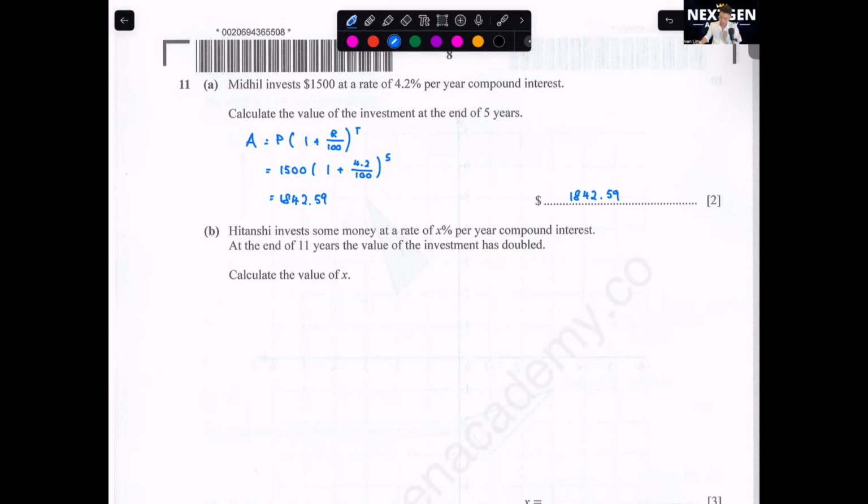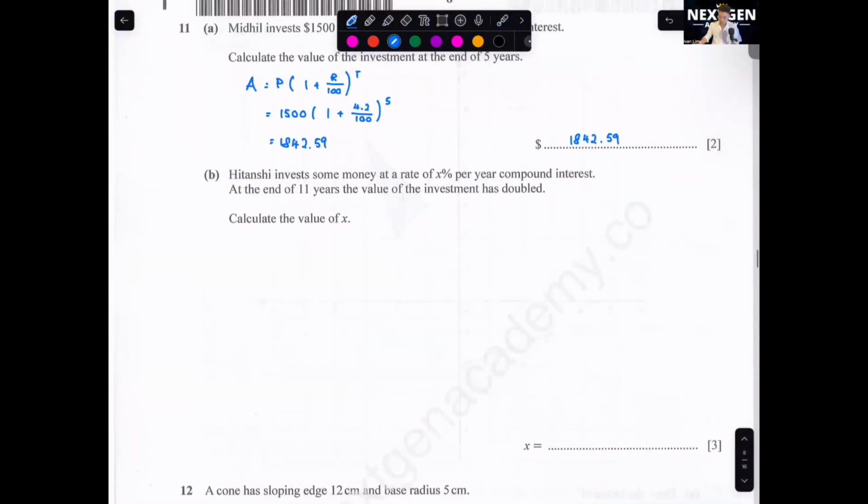Hitachi invests some money at a rate of X% per year compound interest. At the end of 11 years, the value of the investment has doubled. Calculate the value of X. How do we do this? When it's doubled, we can say that your original principal is equal to 1, then your final value is equal to 2. All right, let's put it into this formula. A equals P bracket 1 plus R over 100 to the power of T.